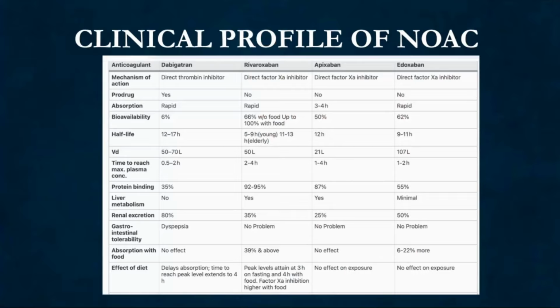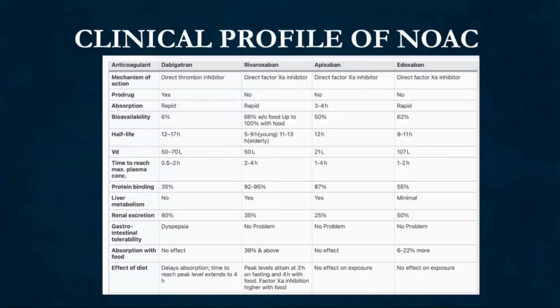As for the mechanism, dabigatran is a direct thrombin inhibitor, whereas rivaroxaban is a direct factor 10A inhibitor. Apixaban and edoxaban are also direct factor 10A inhibitors. Among these, dabigatran is a prodrug, and dabigatran and rivaroxaban get absorbed rapidly. Rivaroxaban has 66% bioavailability when taken with food.